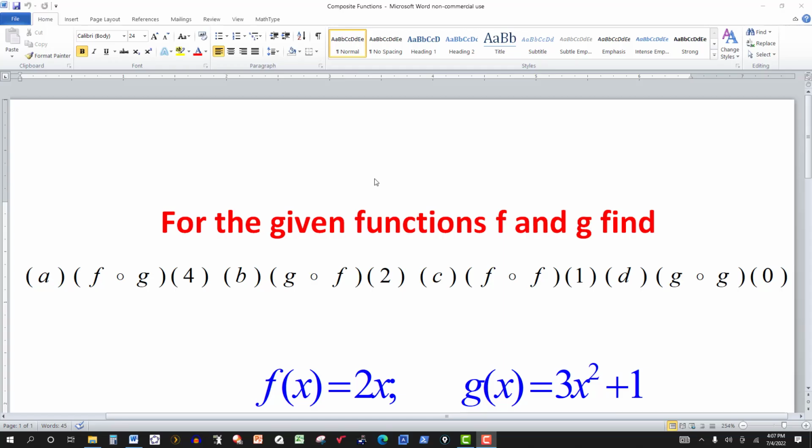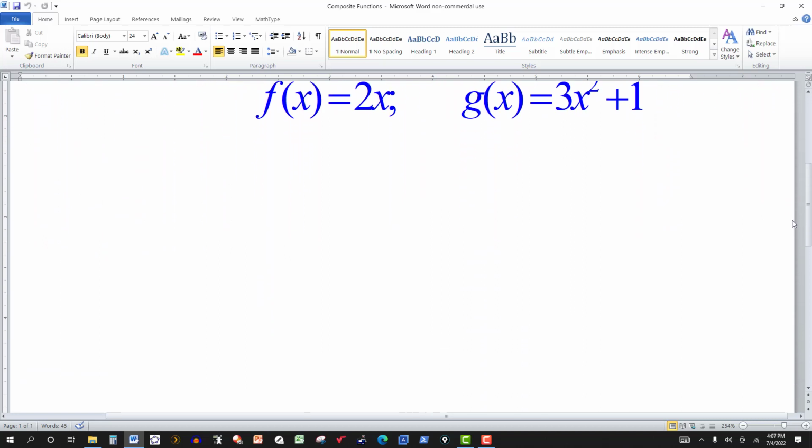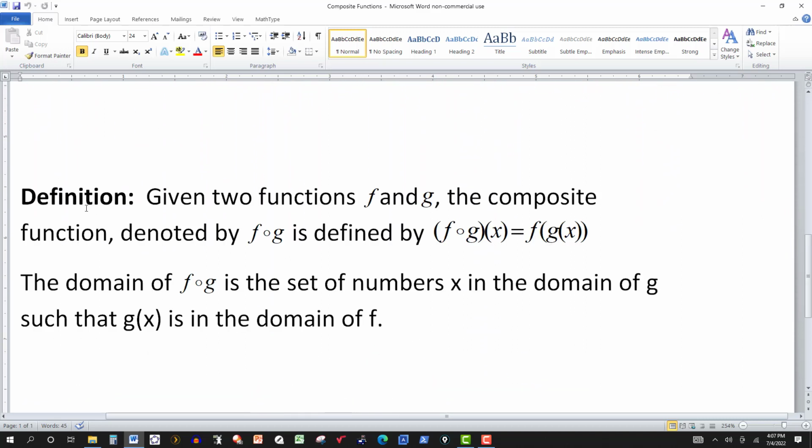In this video, we're going to look at the composite function. So let's look at the definition first. Here's one definition of a composite function. Given two functions f and g, the composite function, denoted by f circle g, like a little open circle there, is defined by this. F circle g, or f composed of g, or f composition g, is the same thing as f of g of x. So we're looking at a function of a function.